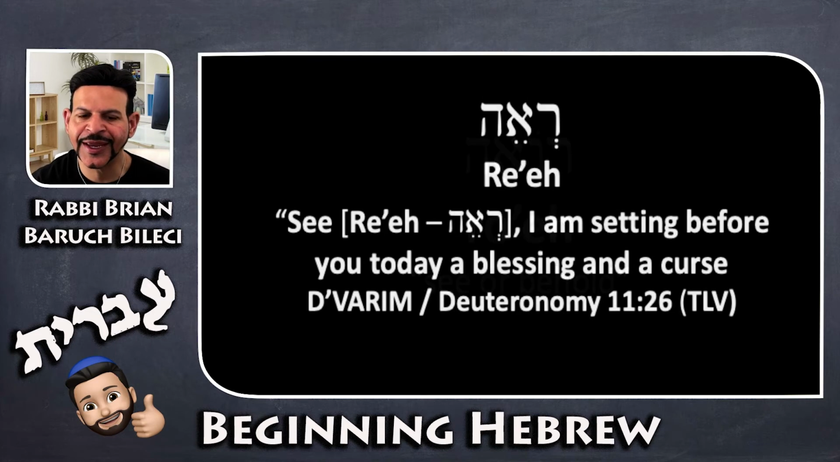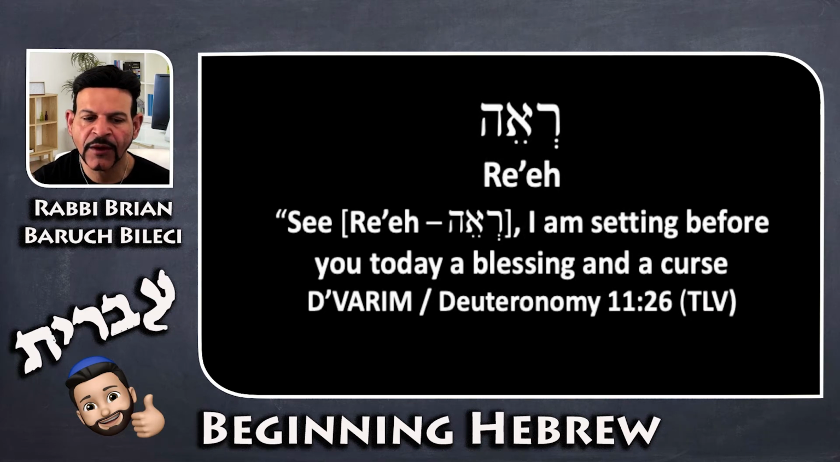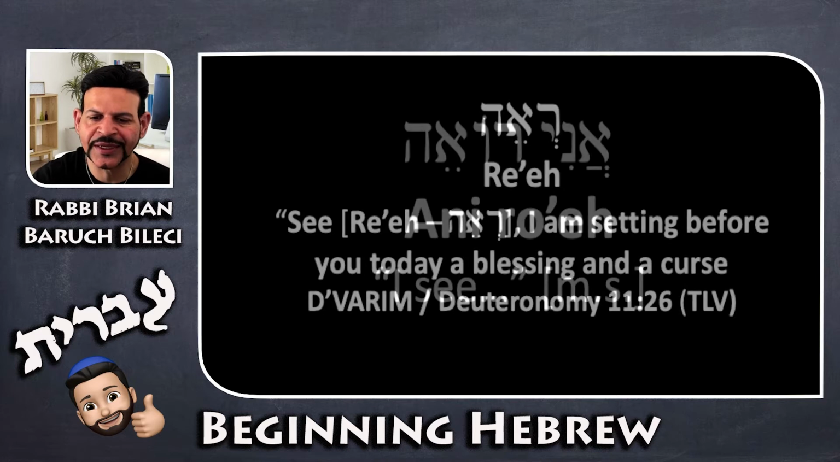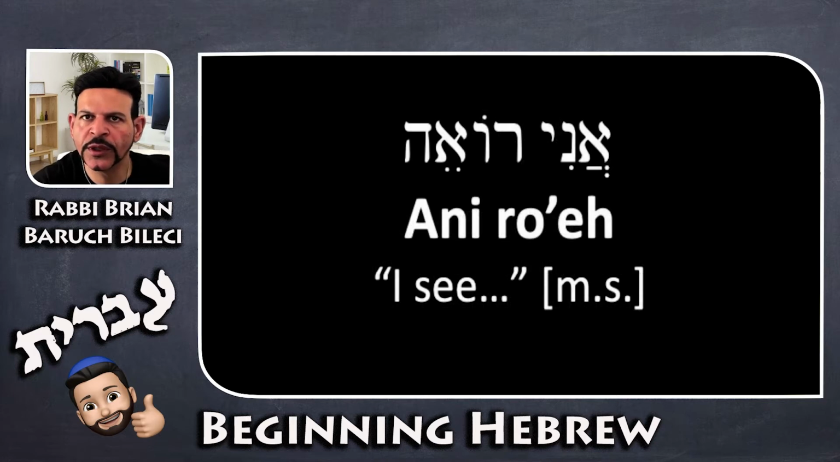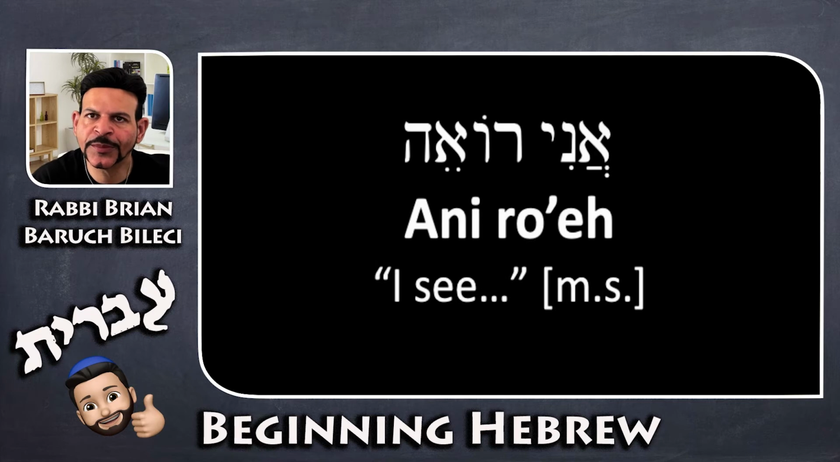Or the name of the portion re'eh. So we have ro'eh, which is present tense to see. Or we have re'eh, found in Deuteronomy 11:26 in the book of Devarim. And it says, see, or re'eh, I am setting before you today a blessing or a curse. So when we take it in the present tense, it would be translated ro'eh, which we already said means to see or behold. And I could put the pronoun ani in front of it.